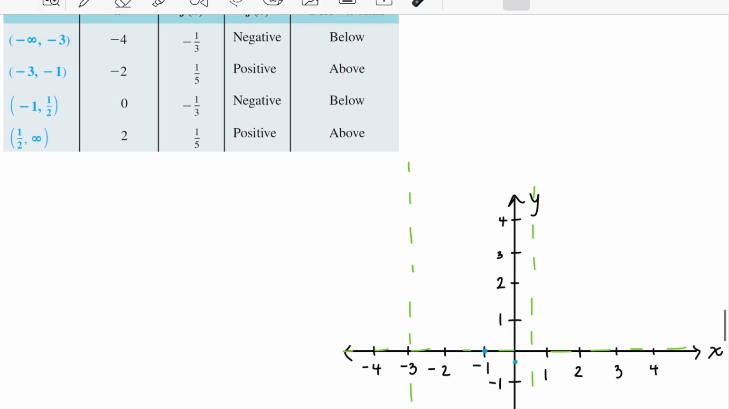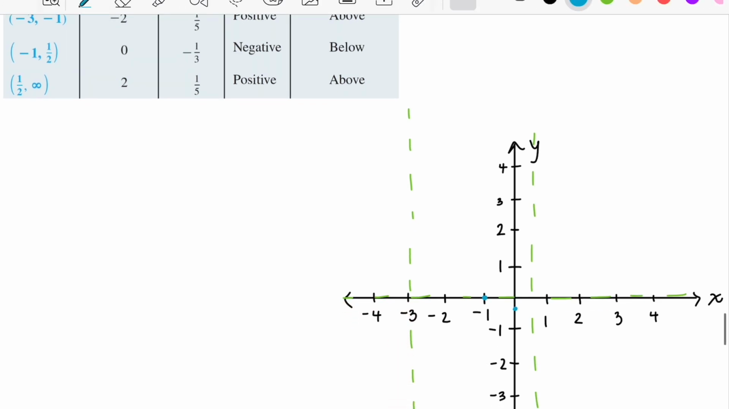So we know in this region from -infinity up to this vertical asymptote here, our function is going to be negative and below the x-axis. So it's not going to cross this here, and it's not going to cross this vertical asymptote either. So our function is going to look like this here.